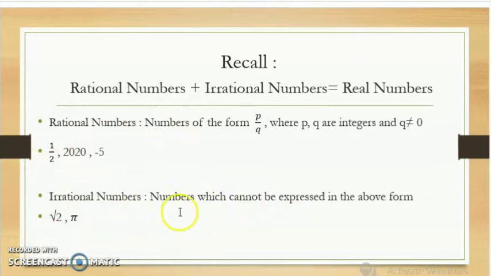Now irrational numbers are those numbers which cannot be represented in the p by q form. An example that we saw was root 2 and pi. Rational numbers and irrational numbers together are called real numbers. So this is all that we learned in the previous class.